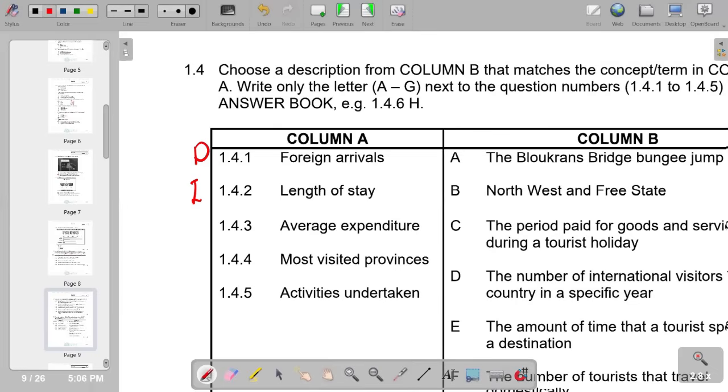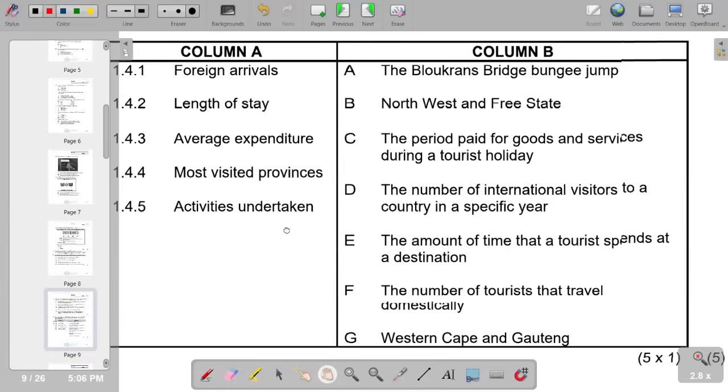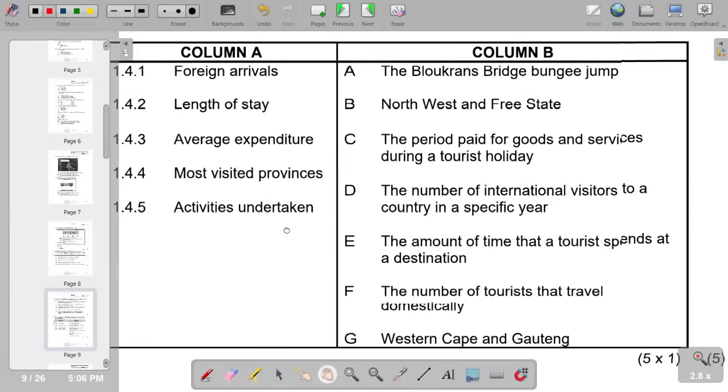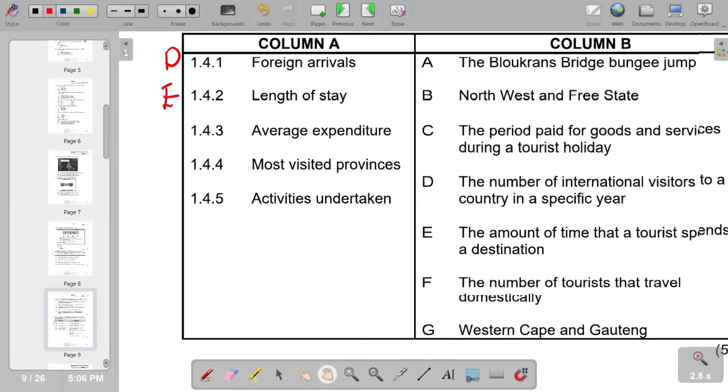Then average expenditure. So we check which one matches average expenditure according to our column B. We check according to our responses that C is the most appropriate: the amount paid for goods and services during a tourist holiday. So the amount, obviously, here is supposed to be the amount paid for goods and services. So we have C as the most appropriate.